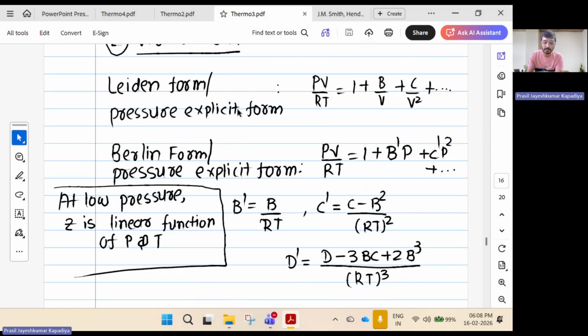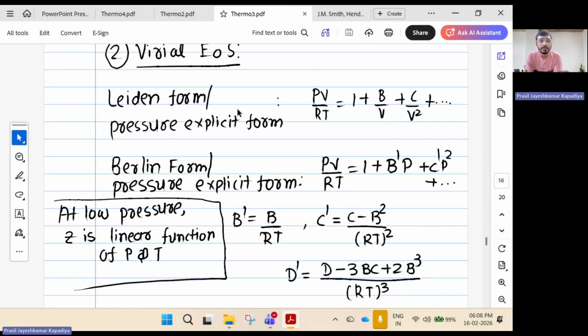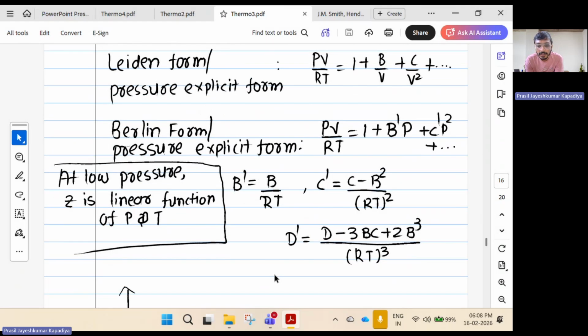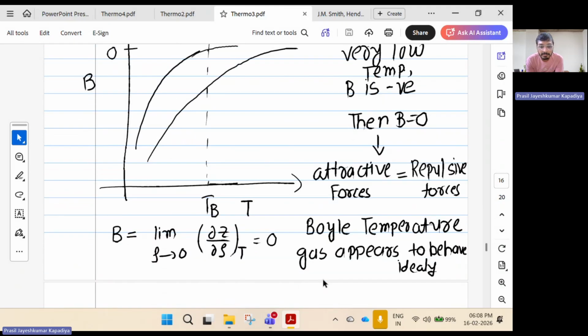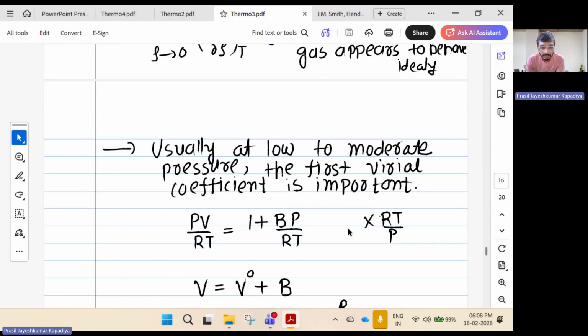Then we studied the virial equation of state in two forms: the Leiden form, that is the volume explicit form, and the Berlin form, that is the pressure explicit form. From here we learned about Boyle's temperature: at very low temperature B is negative, and at the temperature at which B is equal to 0, attractive and repulsive forces exactly balance each other. That is called the Boyle's temperature, and at Boyle's temperature gases tend to behave ideally.